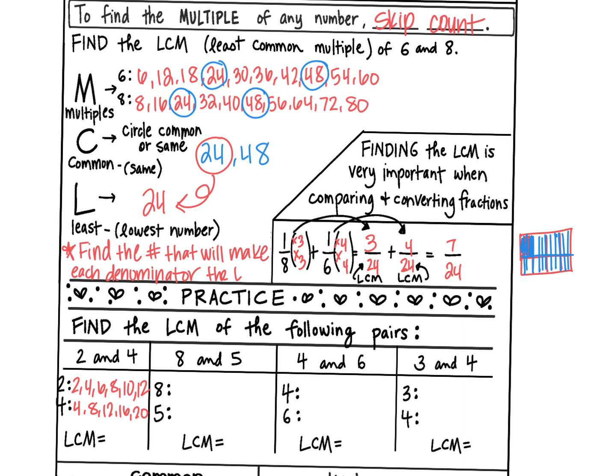Of the ones that I listed, do I have any multiples that are in common? 4, 8, 12. What is my least common multiple? 4.